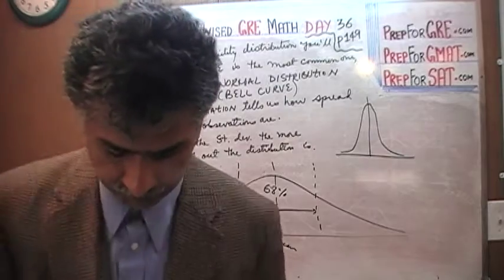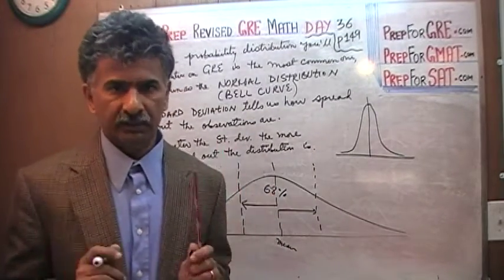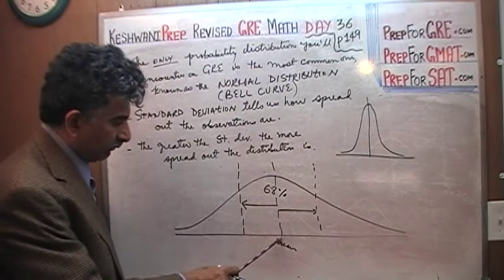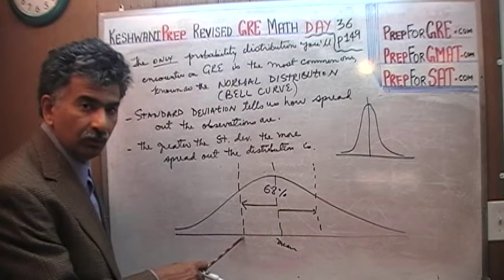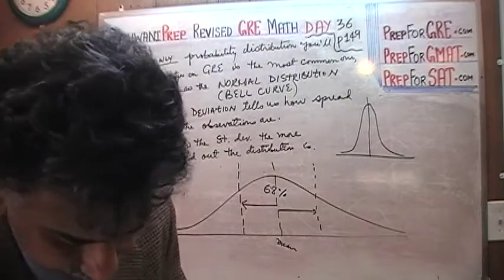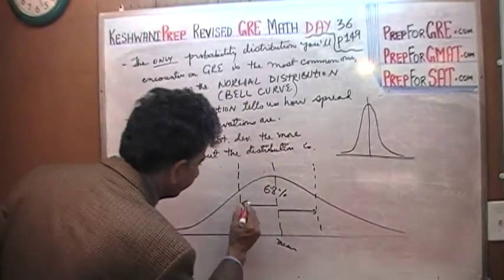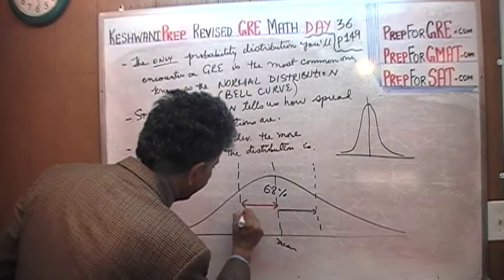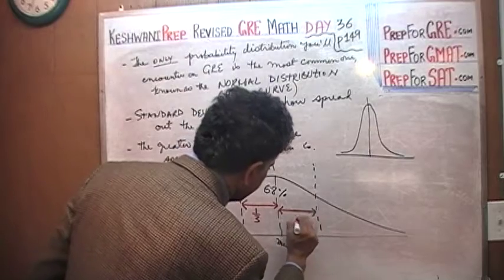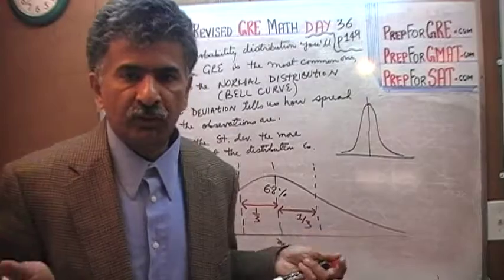And if you don't want to remember 68%, keep your life very simple. Think of this as 2/3. 1/3 of the observations are going to be from the mean to one standard deviation below it, within this range here. This is your 1/3 of all the observations, and this is 1/3 of other observations. And that is true about any standard deviation, which is why it's called standard deviation.